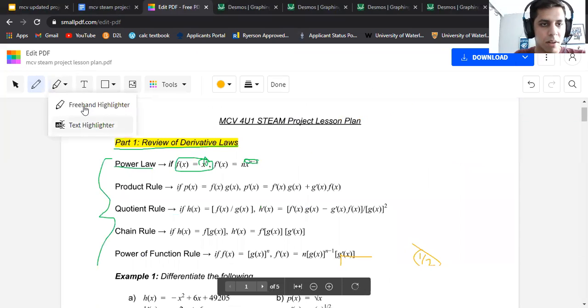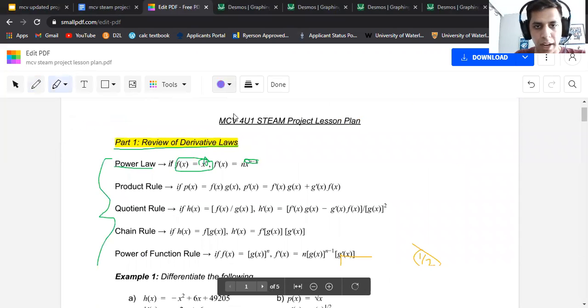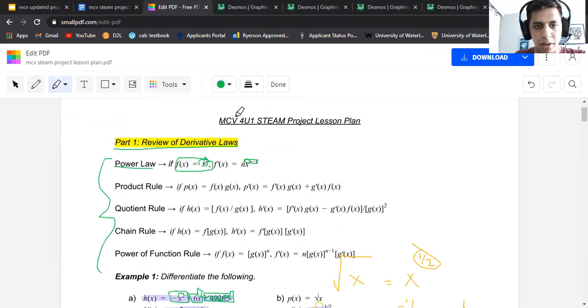Moving on, let's get a different color for the highlighter. Let's go green. Oh no, we're already green.